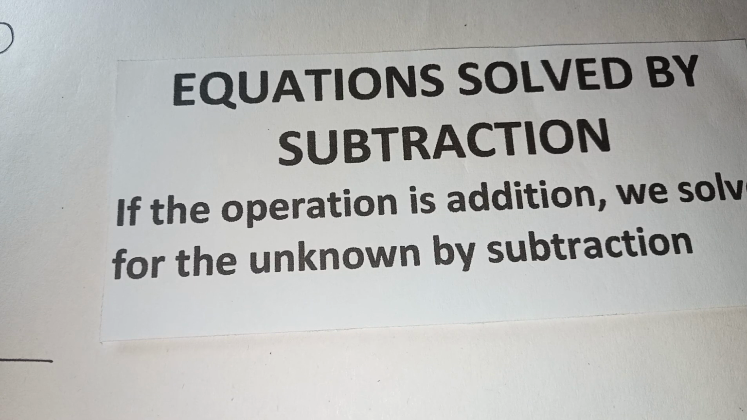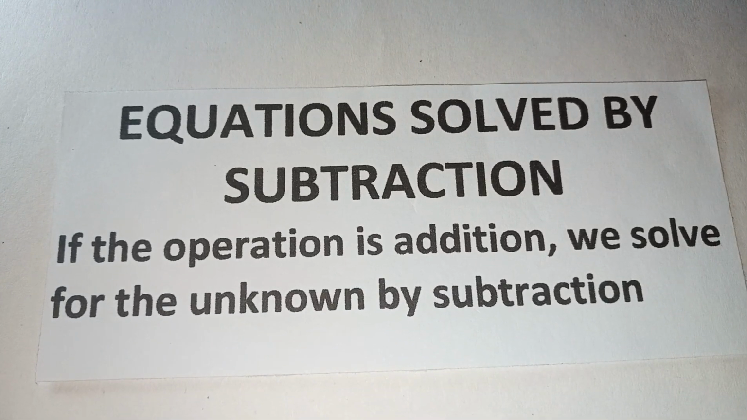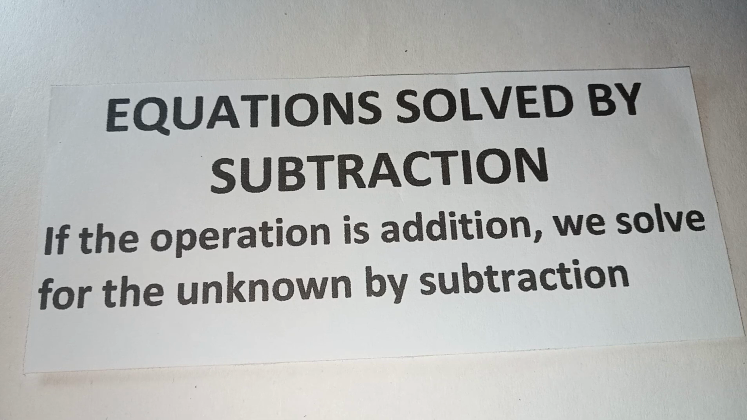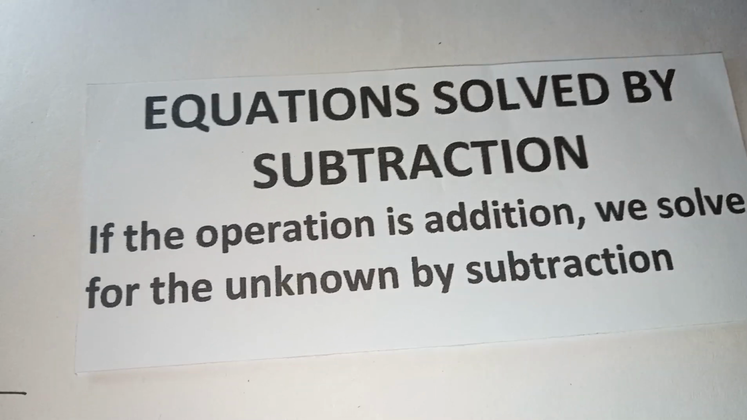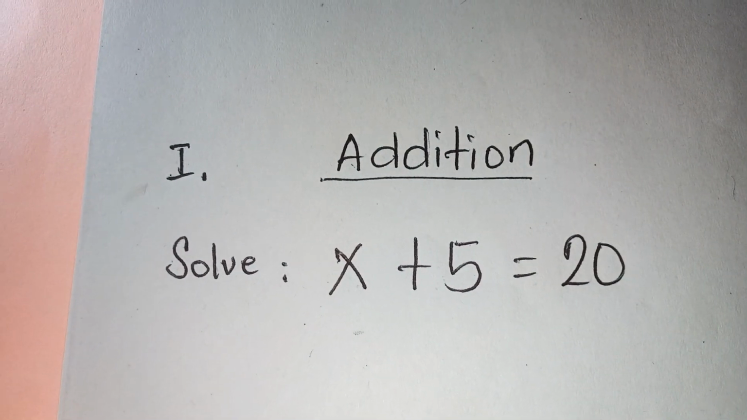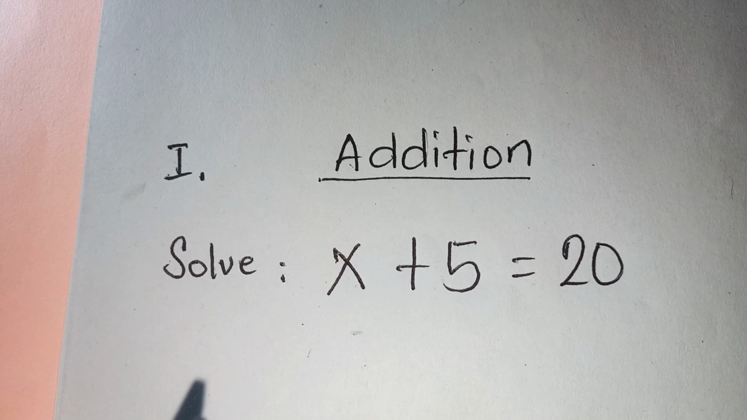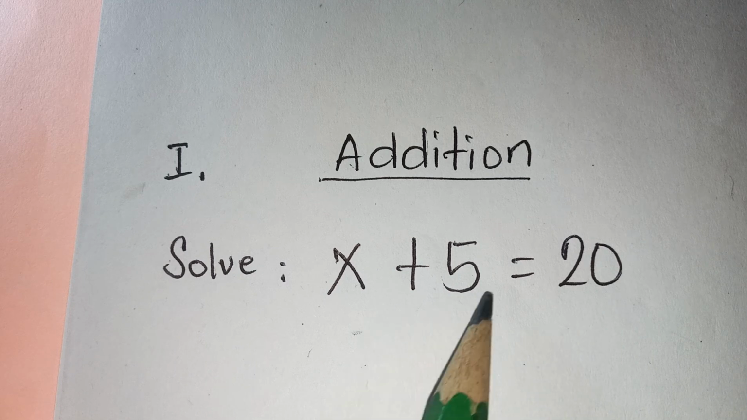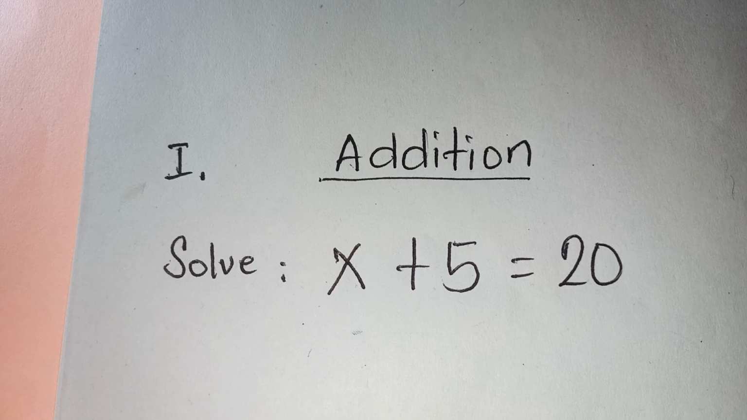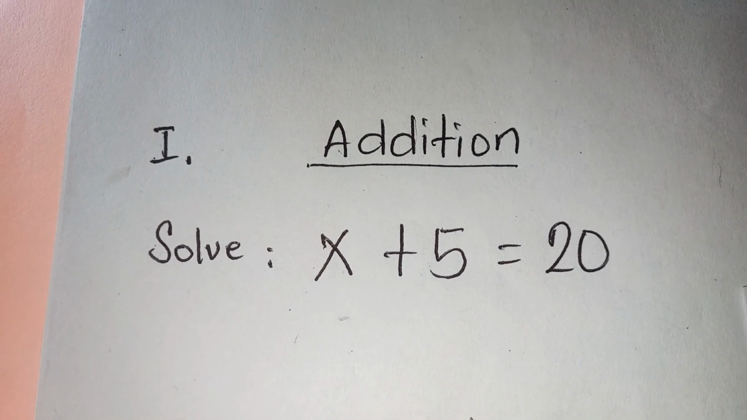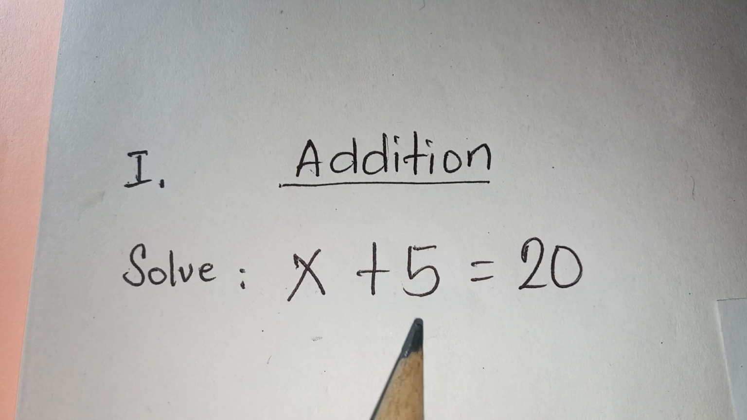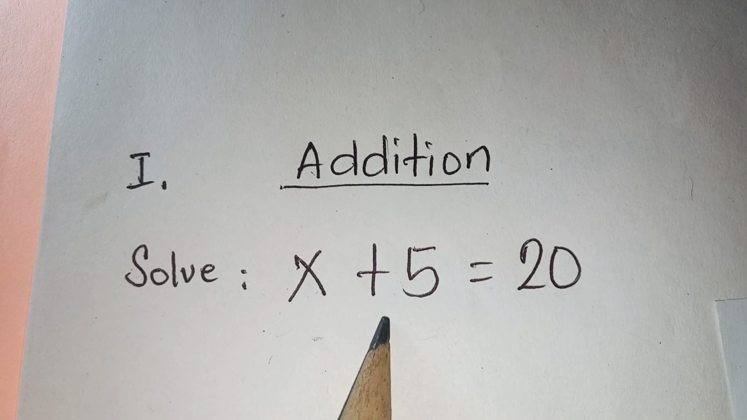Equation solved by subtraction. Sabi niya dito, if the operation is addition, we solve for the unknown by subtraction. For example, this is addition, right? So, x plus 5 equals 20. Addition siya. I-solve natin siya sa inverse niya, which is subtraction. Makikita nyo dito kung ano yung kasama ng x, yun ang iba-minus natin.